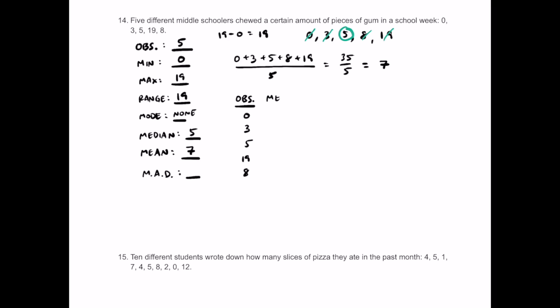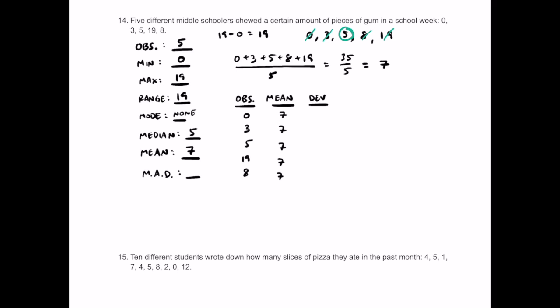And we can go and do our mean column. Our mean is going to be the average. So what was our average? I think we just calculated 7. So go ahead and write 7 next to each of these. That way it's easier to find our deviations, or how far each of them are from the average.